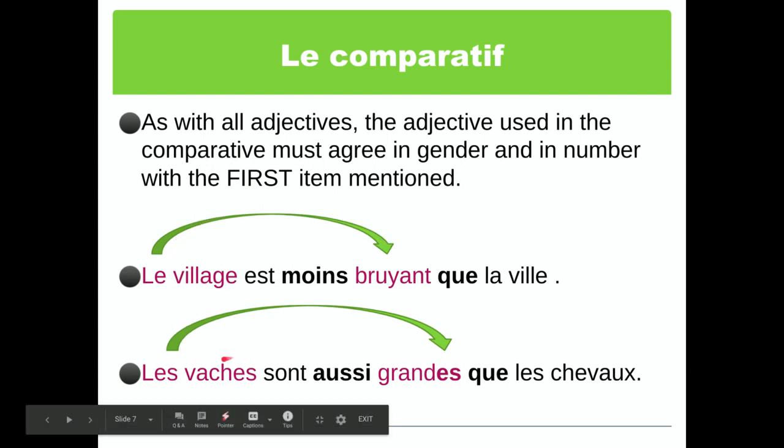And les vaches, une vache is feminine. So a cow is une vache, it's feminine. So les vaches is feminine in plural, which means grandes has to agree in feminine and in plural. So les vaches sont aussi grandes que les chevaux. Cows are as big as horses.